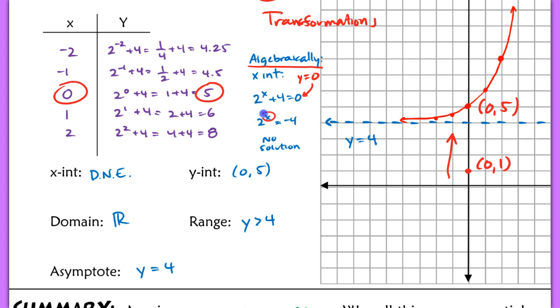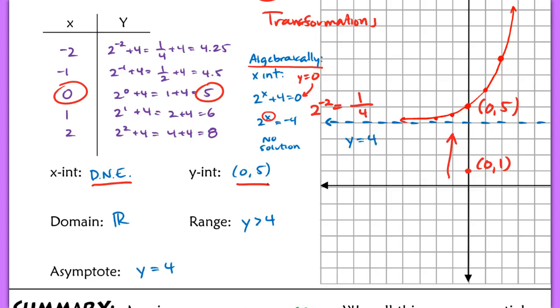There is no value for x that I could plug in, even a negative value, because 2 to the -2nd power does not give me -4, it gives me 1/4. So there's no possible way that I can solve this equation, so this is why I'm writing here for the x-intercept that it does not exist. Now for my y-intercept, I think that's pretty straightforward. Plug in the 0, you're going to even see the output already.